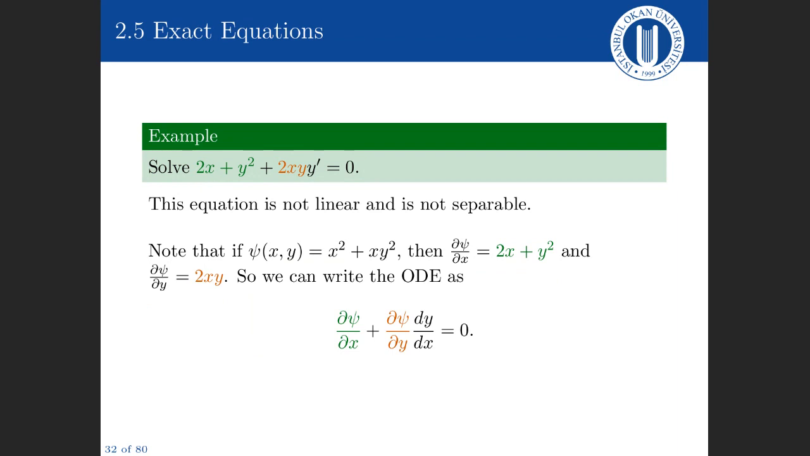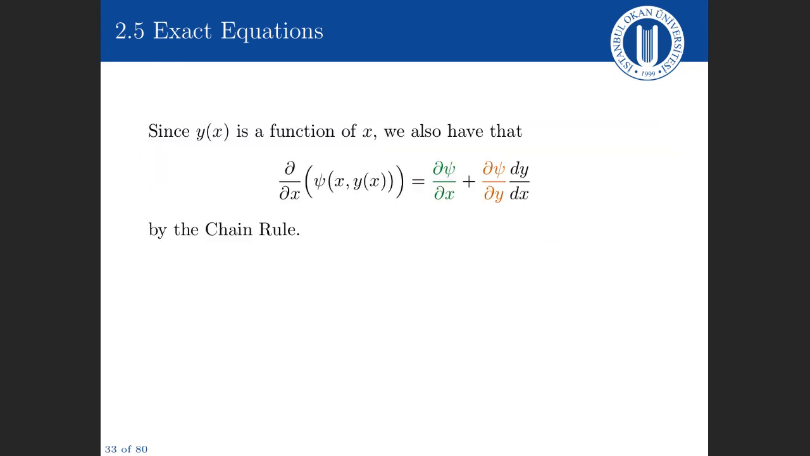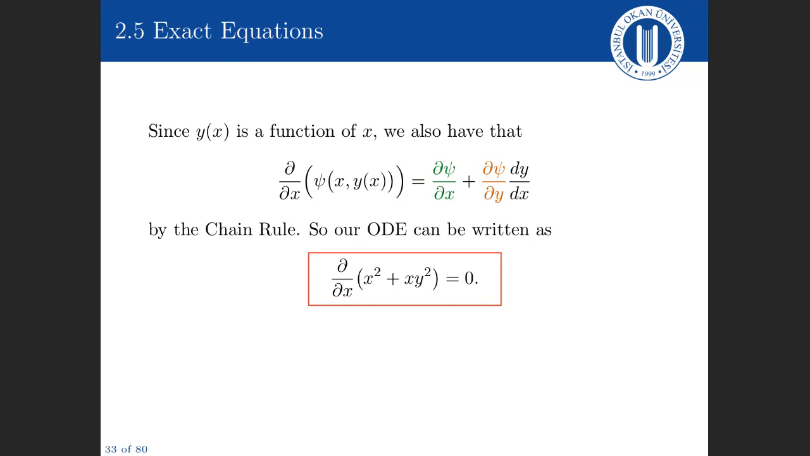if we know this special function psi, then our differential equation is just psi_x plus psi_y dy/dx is equal to 0. And if you recall your chain rule for partial derivatives from Mathematics 2, you will remember that what we have here is just d/dx of psi. So in other words, the differential equation is really just d/dx of x squared plus xy squared is equal to 0.